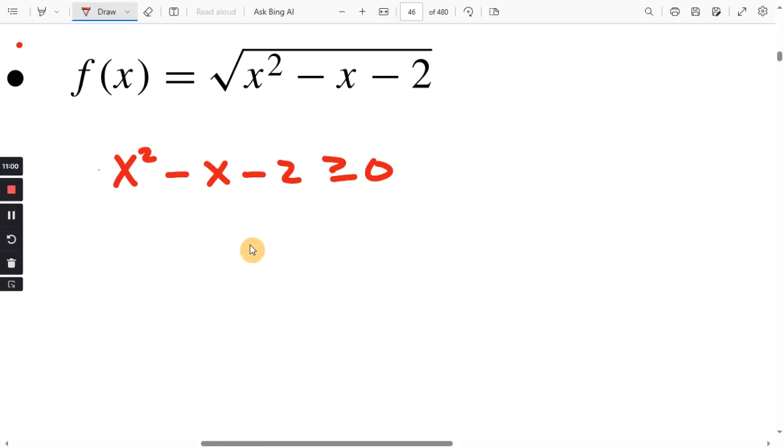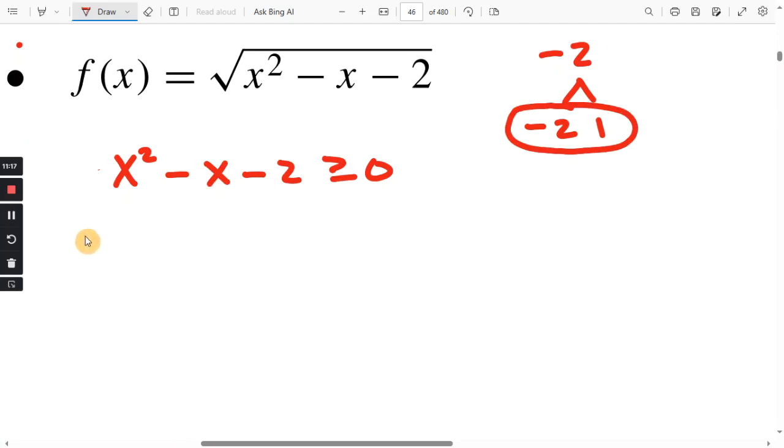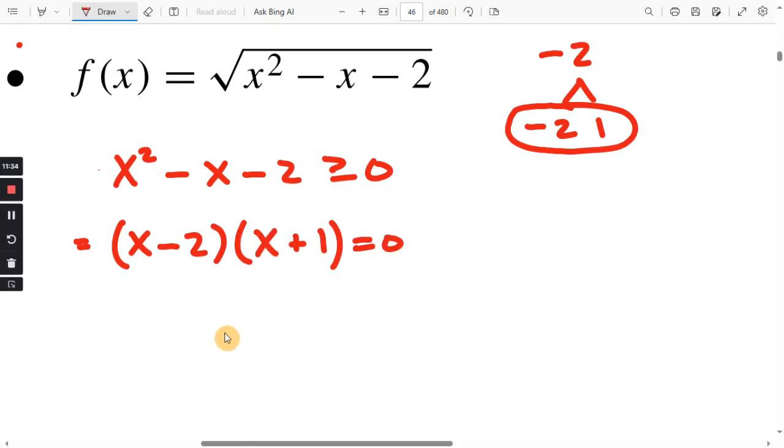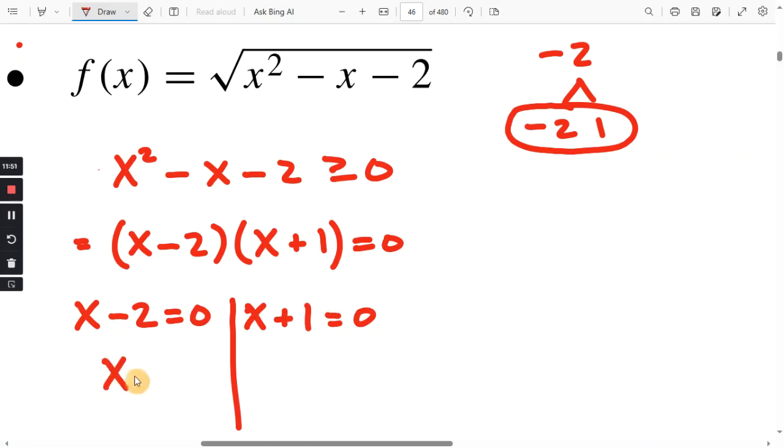All right, we need to factor this. Pretty easy. Two numbers that multiply to -2 and add to -1, right? So if we wrote out the factors for -2, we have -2 times 1. That would add to -1. So this is going to equal x minus 2 times x plus 1. And we want greater than or equal to 0. I'm going to set it equal to 0 for now, because I want to find the zeros. Either one of these can equal 0. So x minus 2 equals 0, and also x plus 1 equals 0. Over here, plus 2 on both sides gives us x equals 2. And over here, minus 1 on both sides gives us x equals -1.